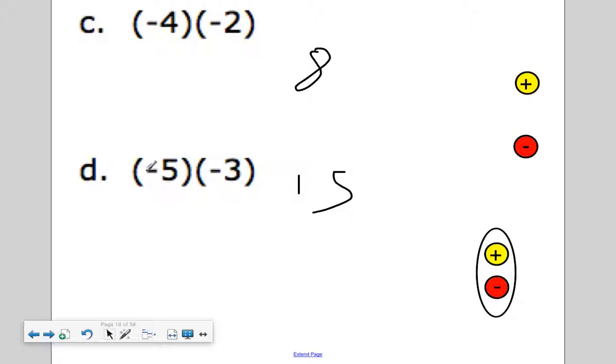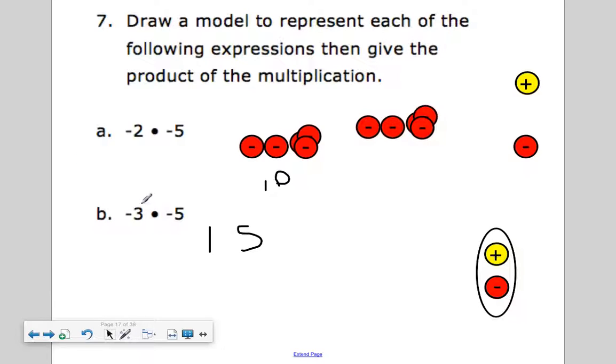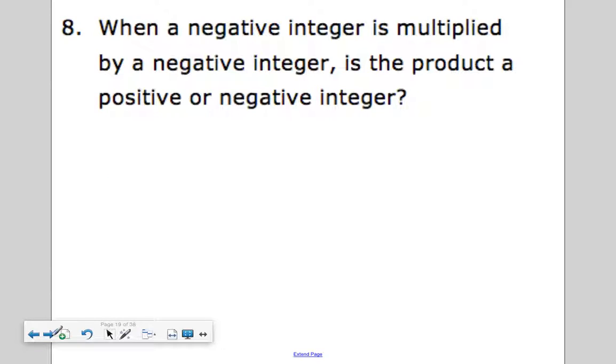Have you noticed when we do an opposite of a negative, each answer is positive? What's the opposite of a negative? Positive. Opposite of negative is positive. So when a negative is multiplied by a negative, the answer would be positive.